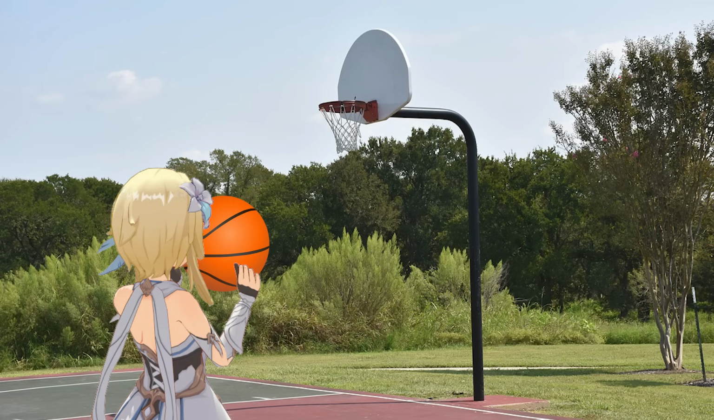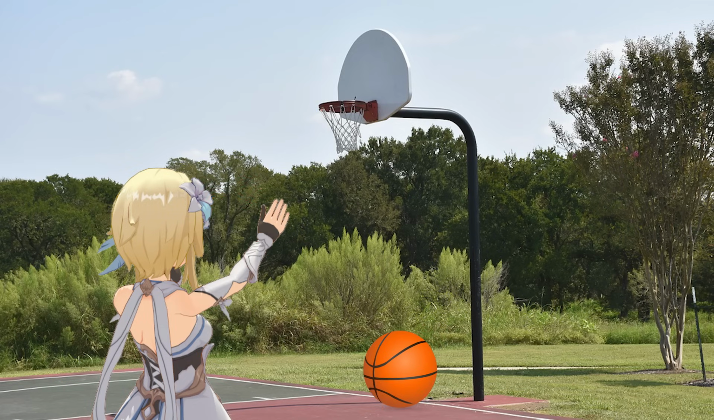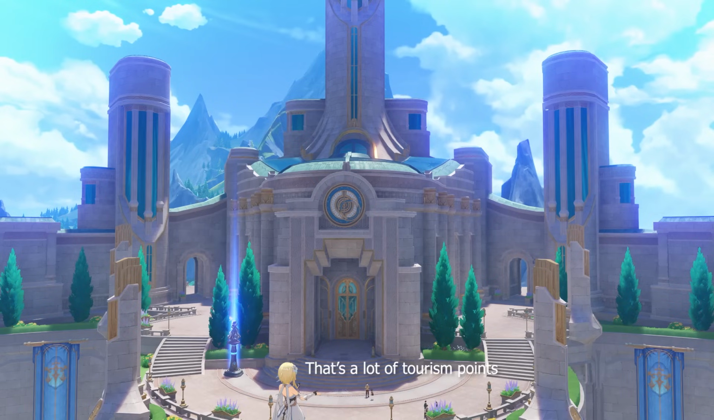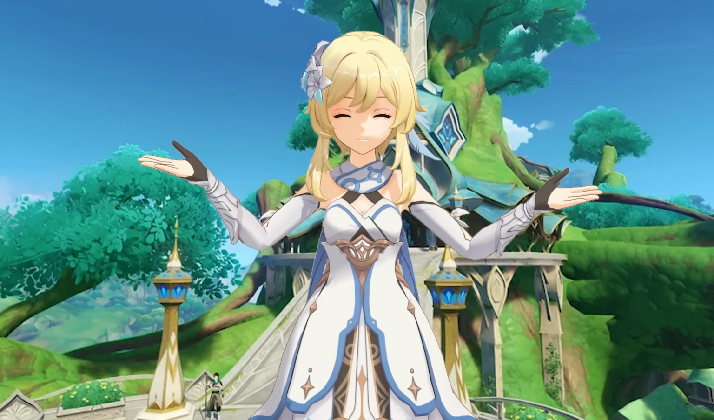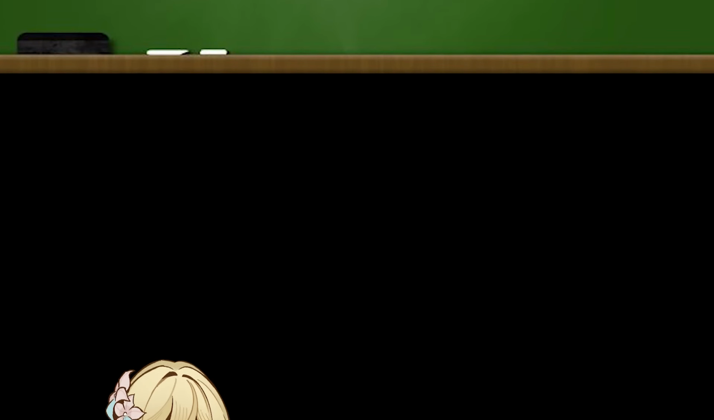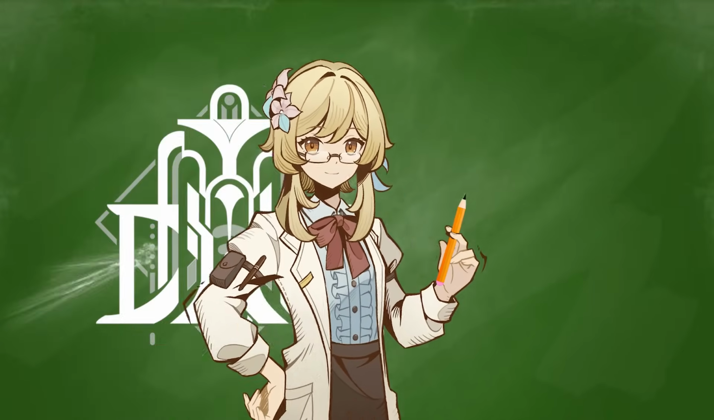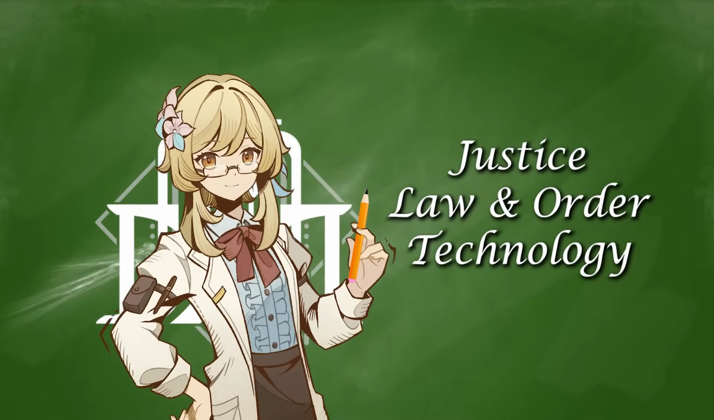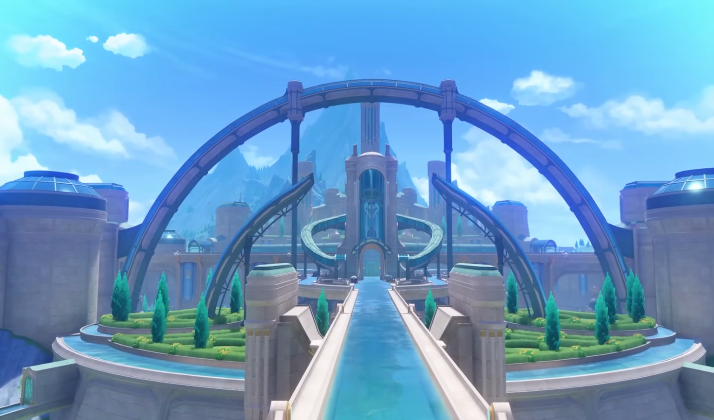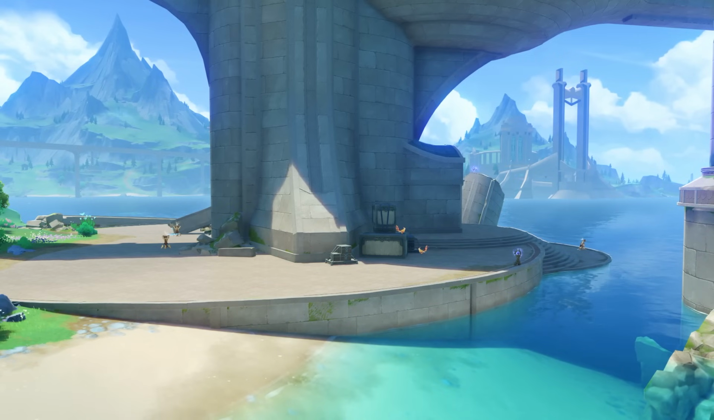The spectacle of the court. That's what Fontaine is all about after all. It's all about creating an impression. Which, yes, okay, technically every city in Genshin is, but Fontaine's design in particular leans heavily into this considering the themes of the region. In almost every aspect of the city, impression is more important than functionality.